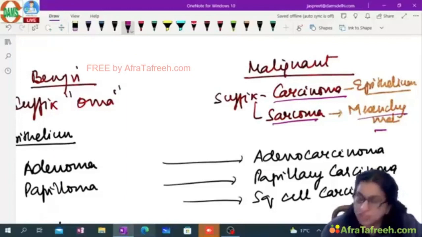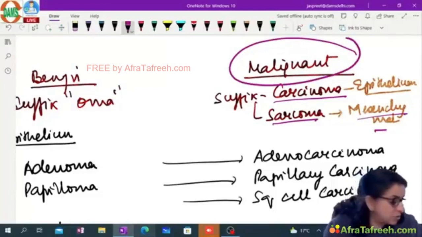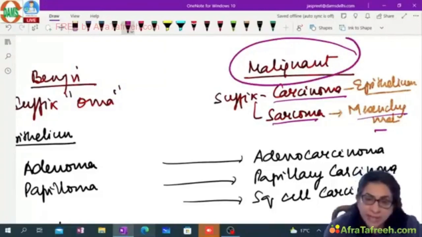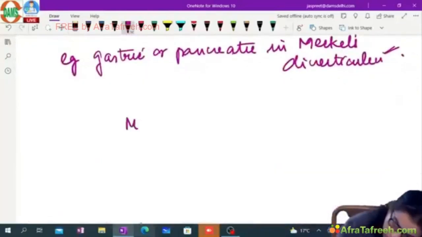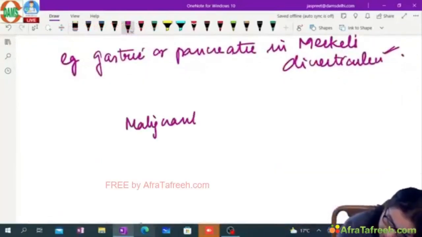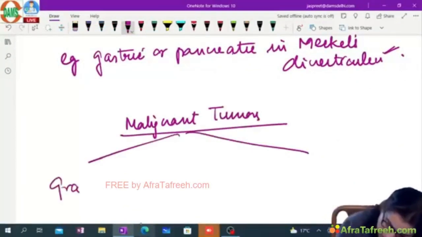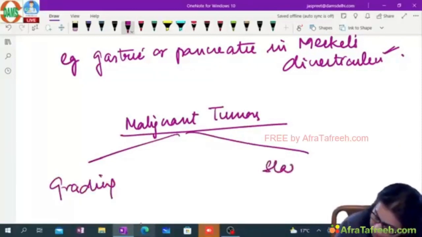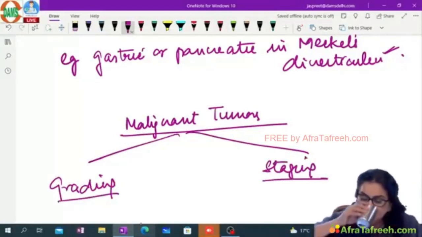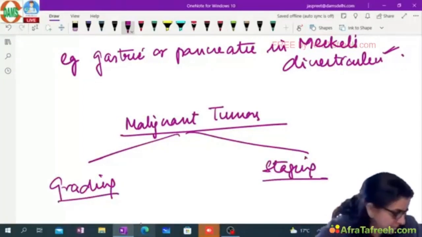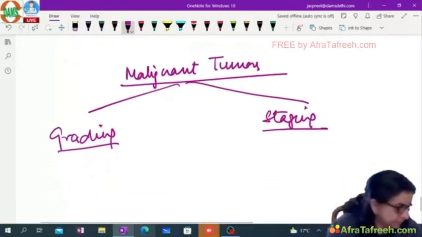Okay. Now, if you look at malignant tumors, we just saw malignant tumors of epithelial origin are called carcinomas. Malignant tumors of mesenchymal origin are called sarcomas. Now, if you look at malignant tissues, in malignancy, we do something called tumor grade and tumor stage. So, for malignant neoplasms, for malignant tumors, we do something that we call grading and staging.